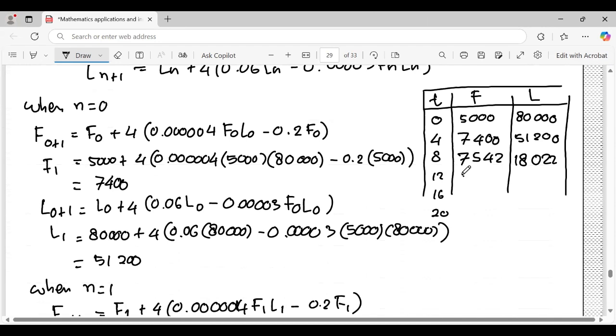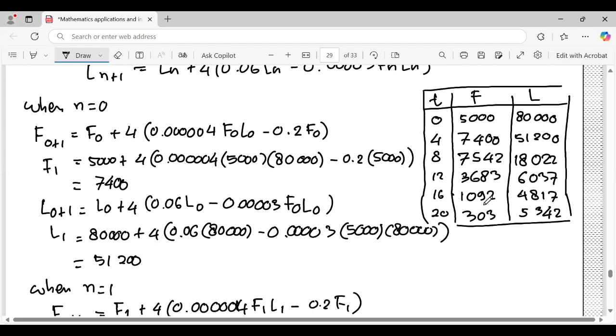So you can complete the table. On this row is 3,683, 6,037. This is 1,092, 4,817, and 303. This one 5,342. Look, the population of fish decreases.